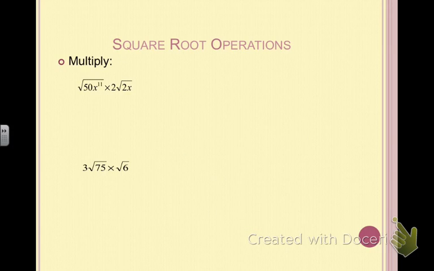Here are two more for us to practice with. The product of the square root of 50x to the 11th power and 2 square roots of 2x can be written as 2 times the square root of 100x to the 12th power.